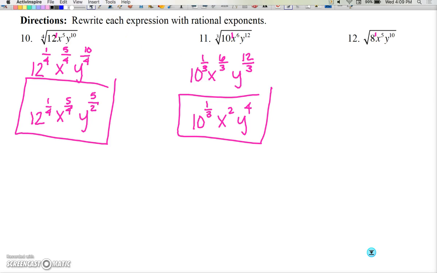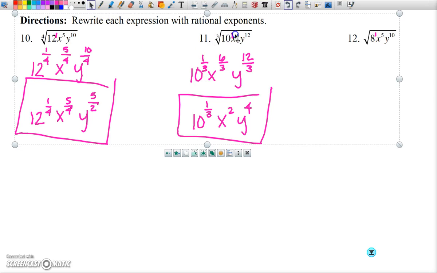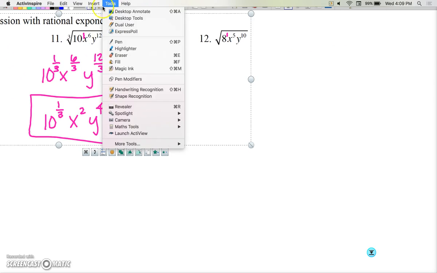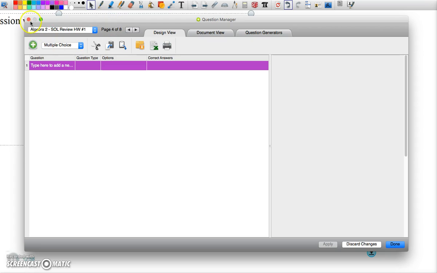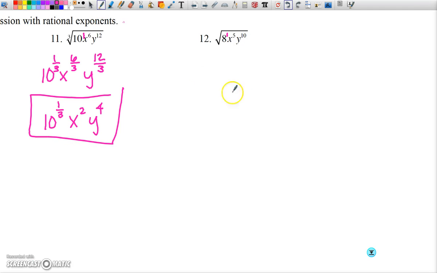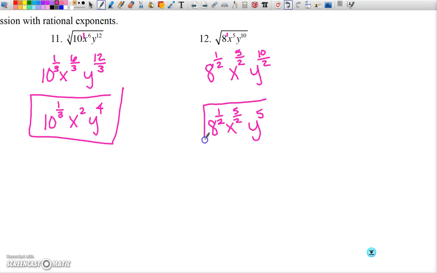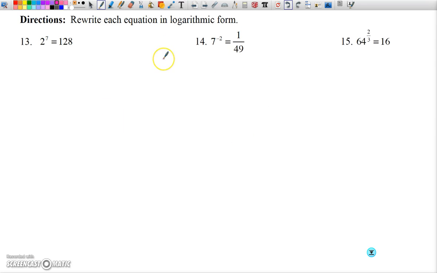Okay, and then your very last example for this one. So taking 8, and remember your index is 2, so this is 8 to the 1/2, x to the 5/2, y to the 10/2, and simplify anything that you can, which in this case would be only y to the 5th. And there's your answer.